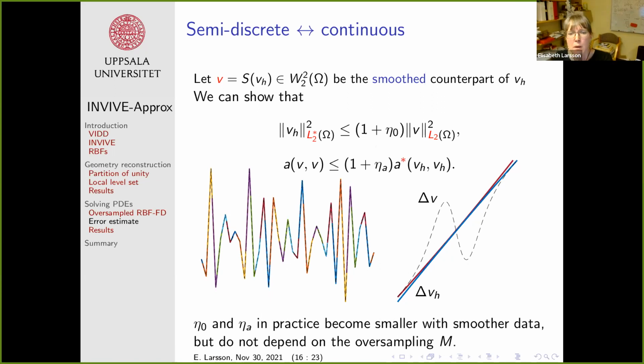And so on. And this smoothing, in a practical problem, will become smaller if we have more smooth data, so that the functions fit better together. But it doesn't change with the oversampling. This is independent of the oversampling.